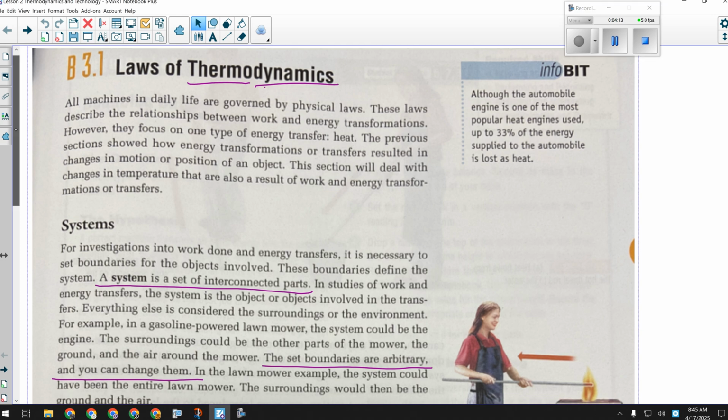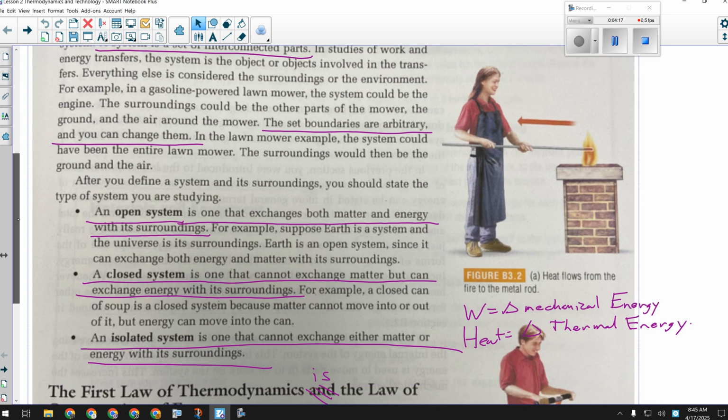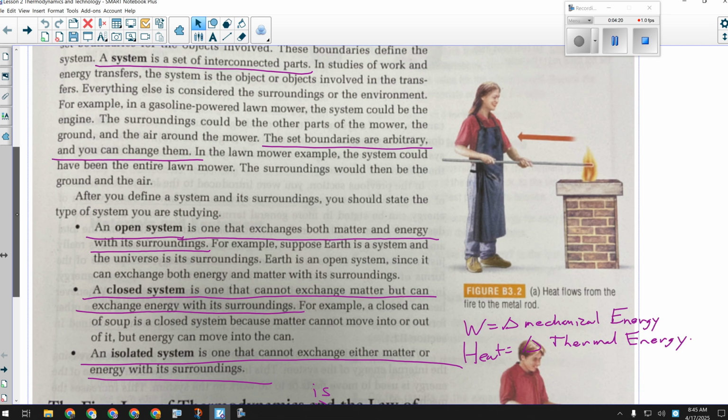So we talked about systems, we talked about boundaries. There are three kinds of systems that we will talk about in physics. The most common type is an open system. An open system exchanges both matter and energy with its surroundings. That makes each of us an open system.